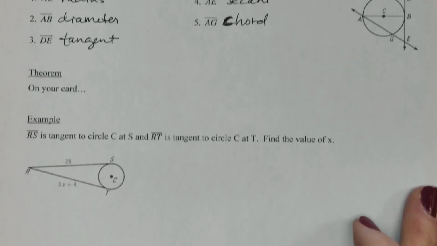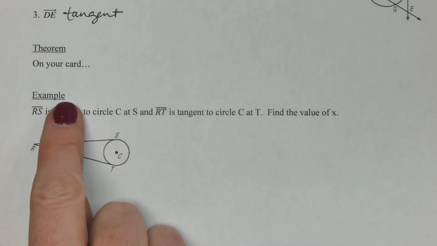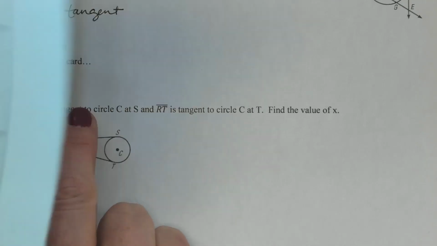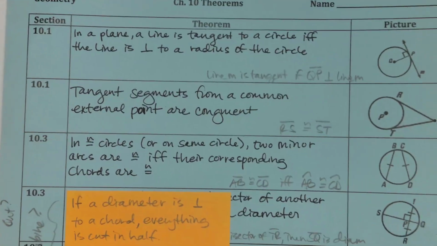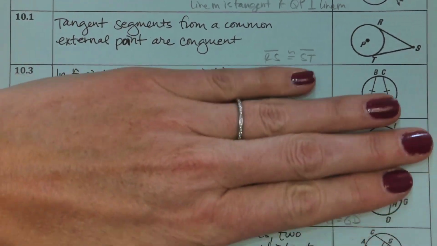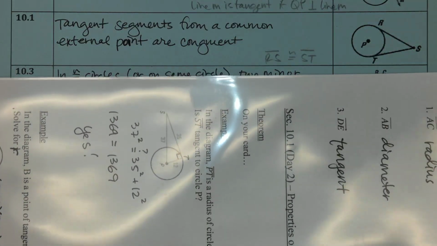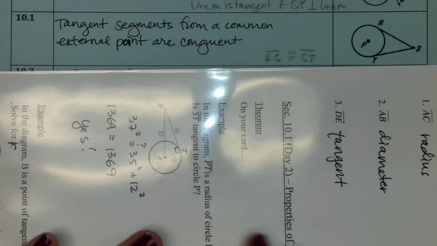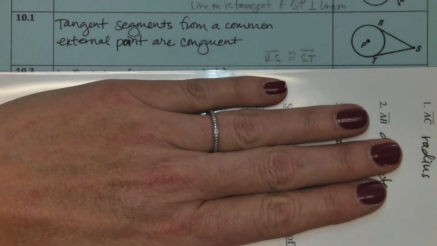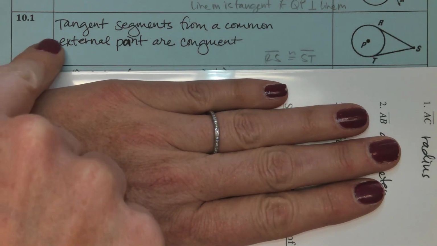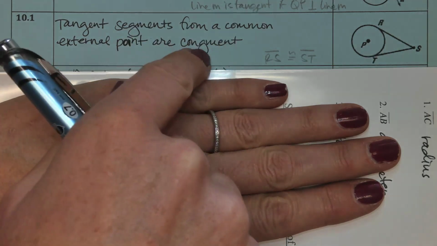And then to your theorem card. On your theorem card, we're going to talk about the first theorem in chapter 10. Forgive me because I don't have my new card yet. We're only looking at this top one. Look at that right there. That looks weird because it's all shiny. So the first theorem that we're going to do is that tangent segments from a common external point are congruent.